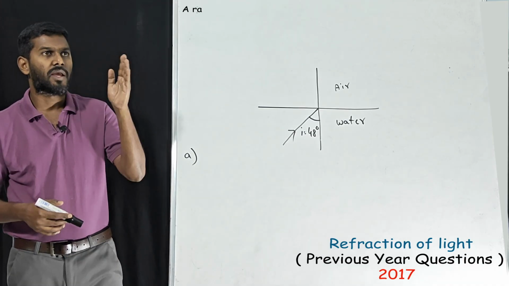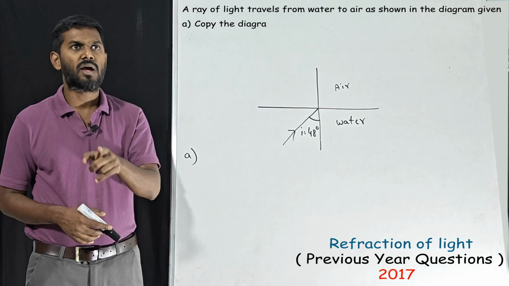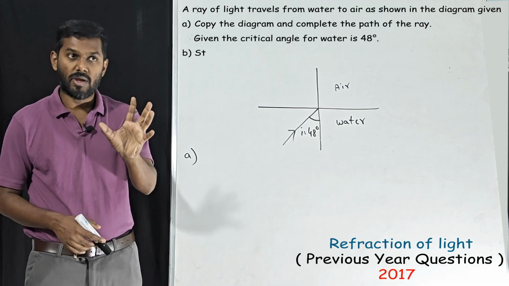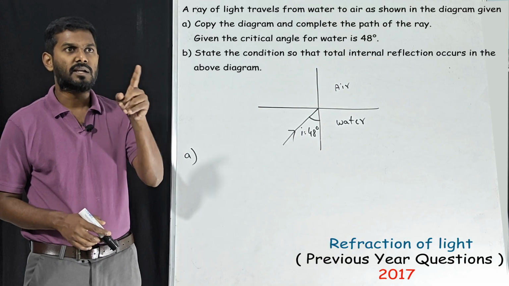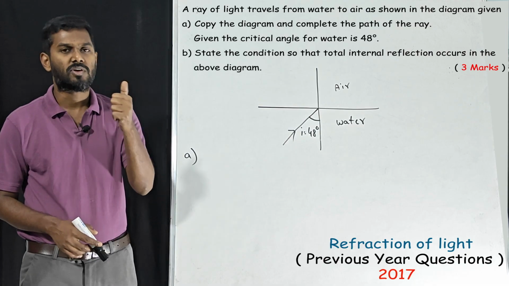Our next question: a ray of light travels from water to air as shown in the diagram given below. Water to air is very much important. Why? We are going to understand during the question. Copy the diagram and complete the path of the ray, given the critical angle for water is 48 degrees.